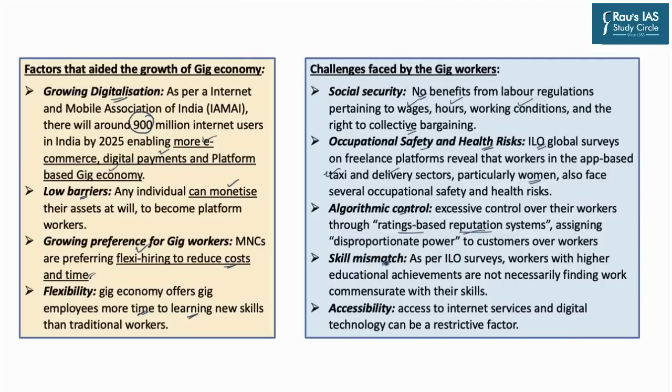There is a skill mismatch. According to the ILO survey, workers with higher educational achievements are not necessarily finding a good job where they can utilize their skills on the particular platform. And lastly, there is poor accessibility. Platform workers can only work if they have access to internet services and digital technology. And in this regard, the rural sector in India, where the majority of the population resides, goes into losses. So the employment generation with respect to gig workers remains more confined to the urban centers rather than the rural areas. So what should we do?